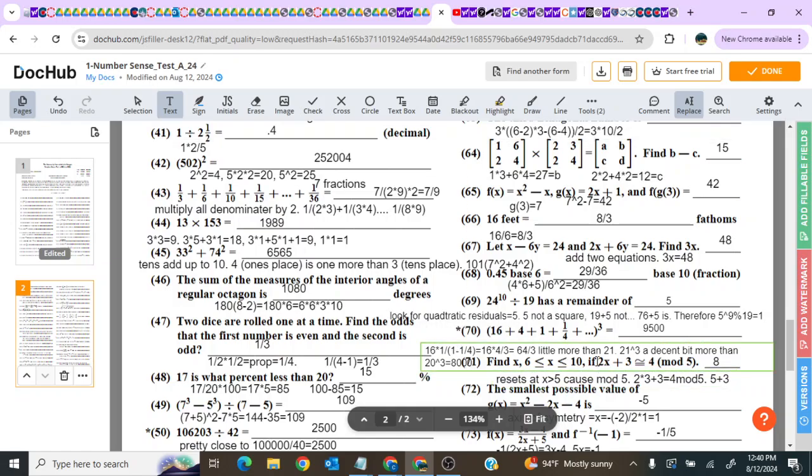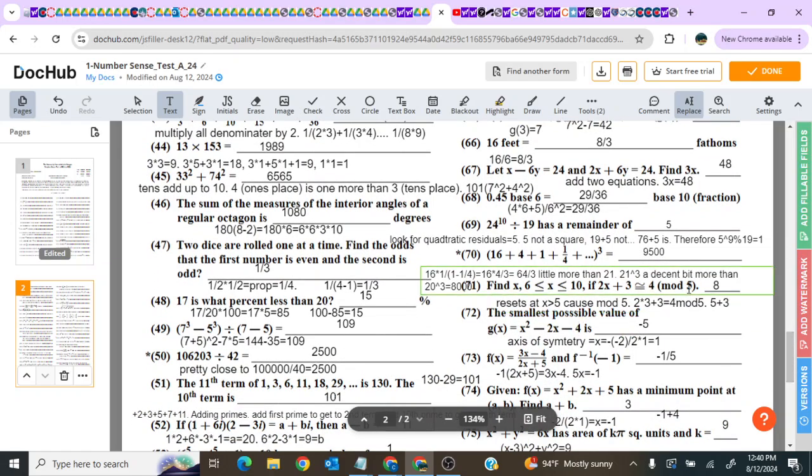Okay, find x, 6 less than x less than 10 if 2x plus 3 is approximately equal to 4 mod 5. Mod is basically the remainder when you're dividing by 5. It resets at x greater than 5 because any part of that x that's greater, the 5 plus x, will cancel out on the mod basically. So x equal to 1 is equivalent to x equal to 6 in this situation for the question.